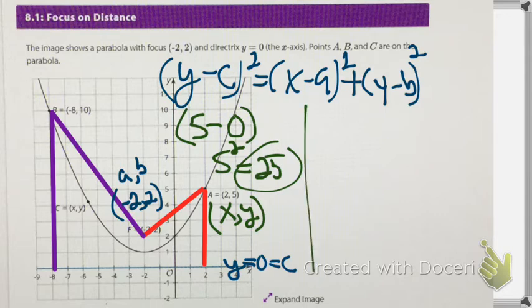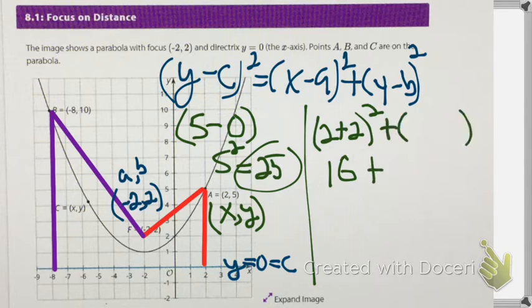And then over here on the other side, you've got x minus a. X is 2. A over here is negative 2. So you get 2 minus negative 2, or 2 plus 2. I'm going to square that. So 4 squared is 16. And then for our y minus b, remember y is our coordinate on the point, which is 5 still. Take away b, which is 2, over here on the focus coordinate.